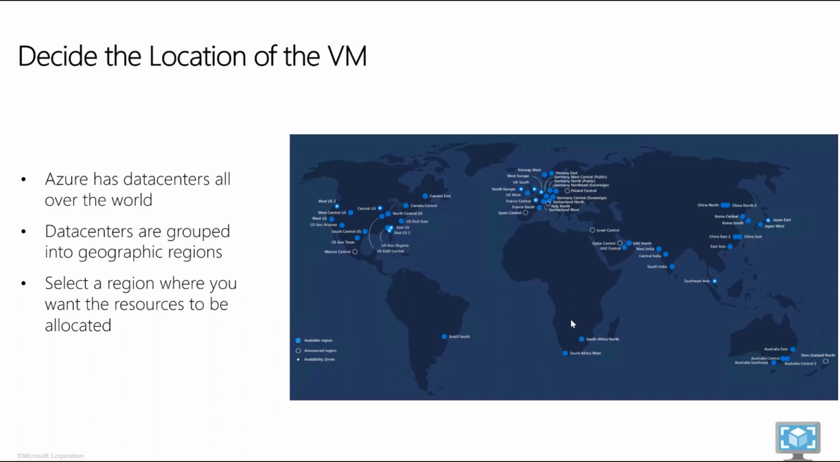Azure has data centers all over the world filled with servers and disks. These data centers are grouped into small geographic regions called West US, North Europe, Southeast Asia, etc. This is to provide redundancy and availability. When you create and deploy a virtual machine, you must select a region where you want the resources to be allocated. This places your VMs as close as possible to your users to improve the performance and to meet any legal compliance or tax requirements.